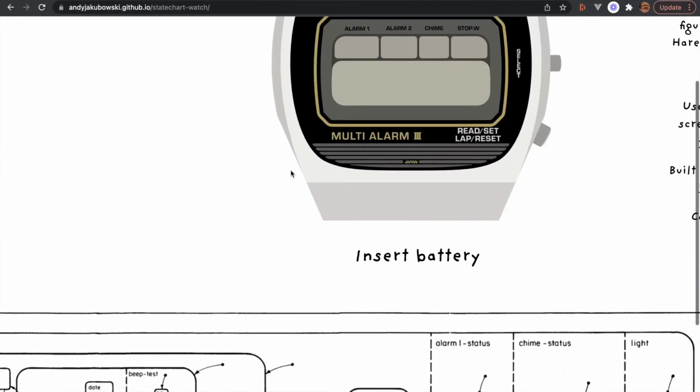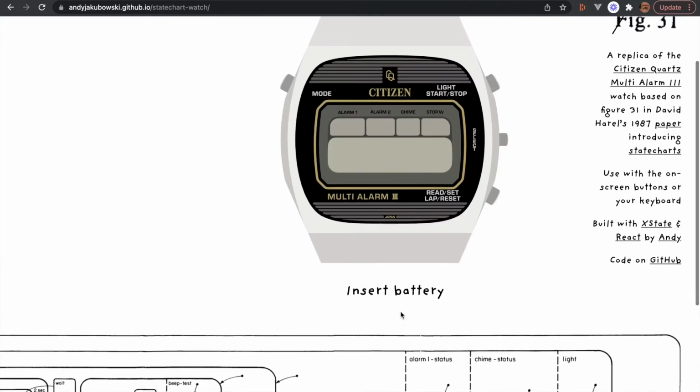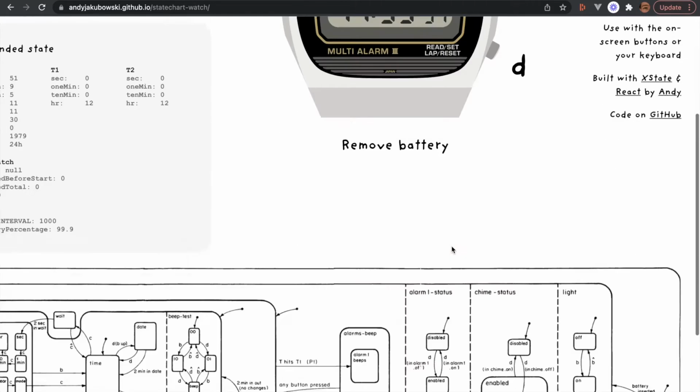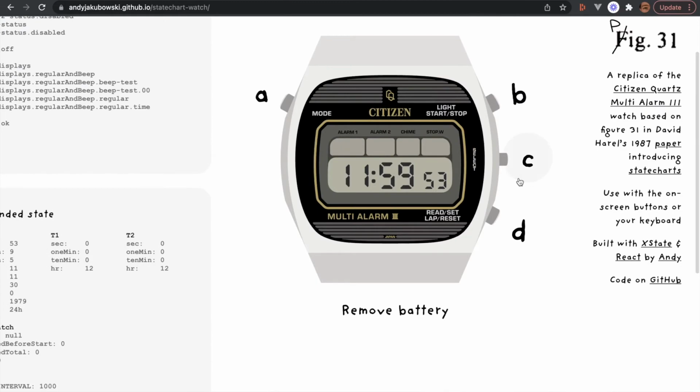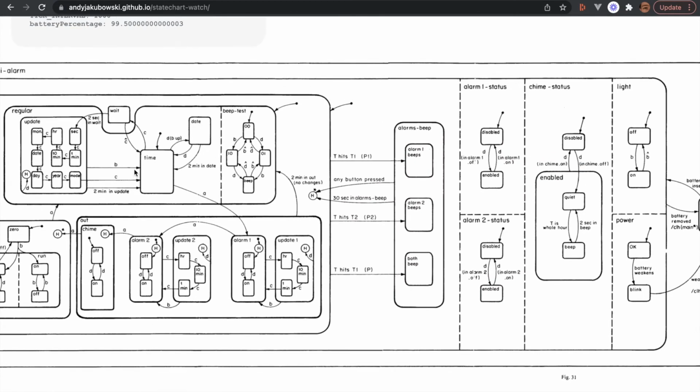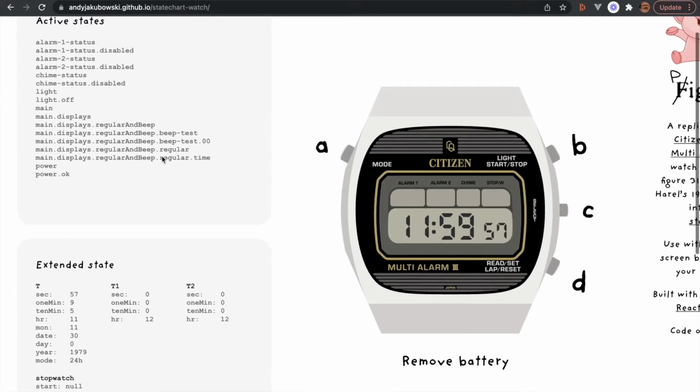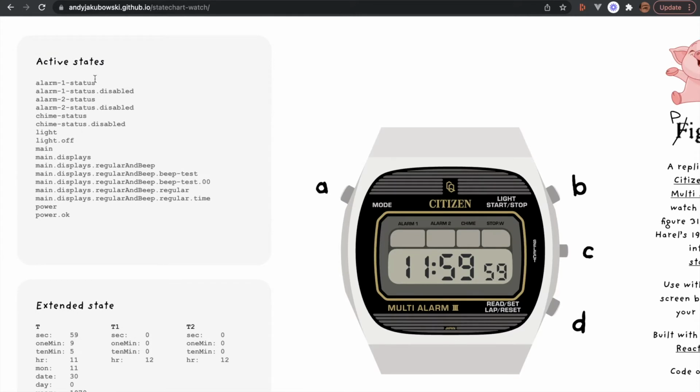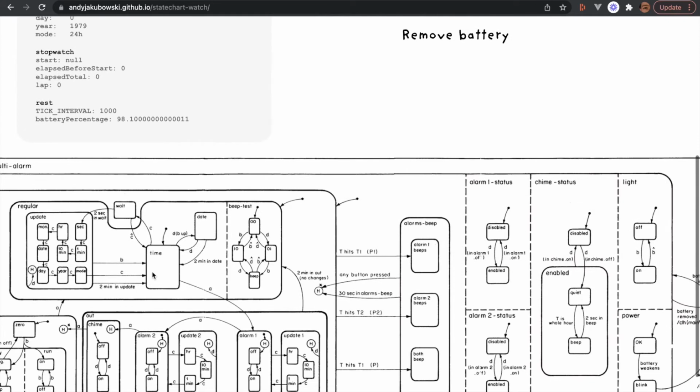Sure. So I need to zoom out, insert the battery, and then hold down C. Let me just make sure we're in time right now. We're in just time. For anyone who doesn't know how this works, these are all the active states. So we're in regular and beep, and we're in regular dot time. So we are in this state right now.